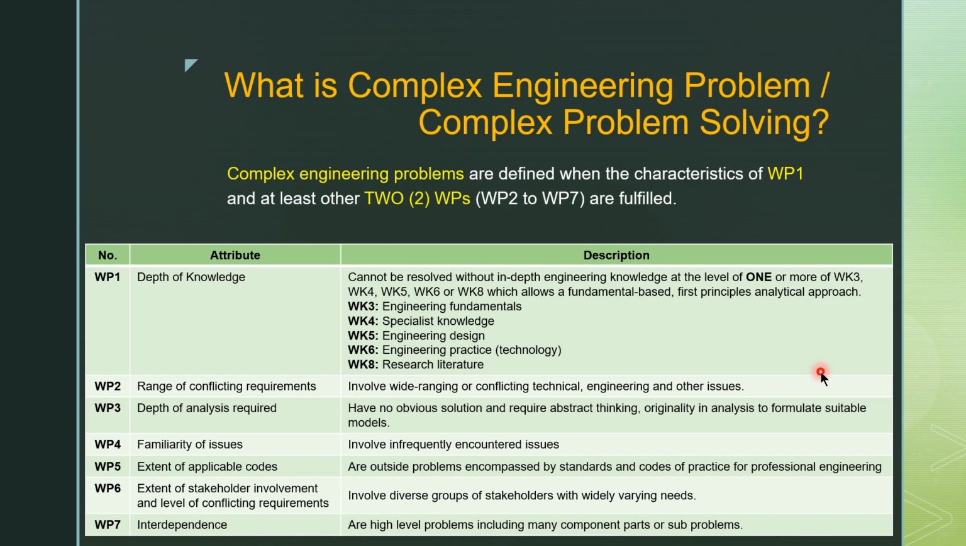Okay, the last one is WP7. So it's interdependence. Interdependence are high level problems including many component parts or sub problems. For me, this one is also easy for you to take. As soon as it involves several component parts, several problems related, your problem needs several things to cater. Okay, when it does not involve, for example, several component parts, how can I say?